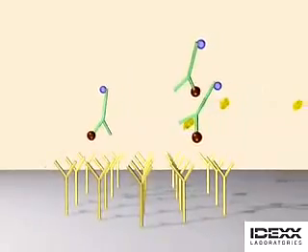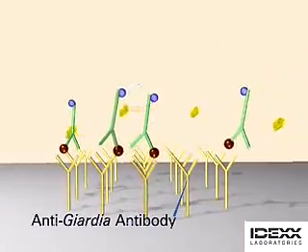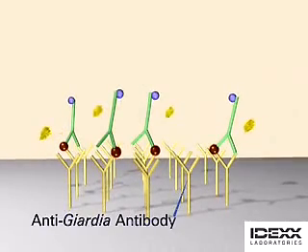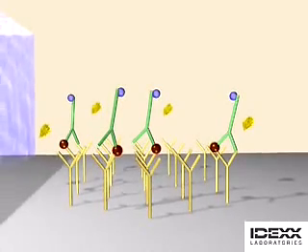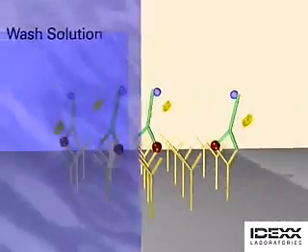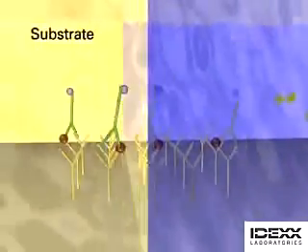Bound to the matrix are more anti-Giardia antibodies that will bind any Giardia antigen that is floating by. The Giardia antigen is captured between the antibody bound to the matrix and the antibody that has the blue tag. The user then snaps the test, which initiates the flow of wash solution. The wash solution cleans away any non-bound material, which clears the read window.